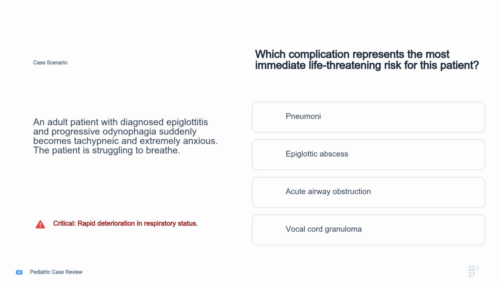An adult patient with diagnosed epiglottitis is being monitored in the intensive care unit. The patient becomes progressively tachypneic and increasingly anxious despite supplemental oxygen. Which complication represents the most immediate life-threatening danger?